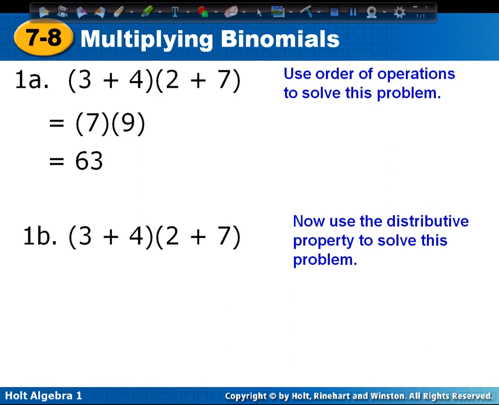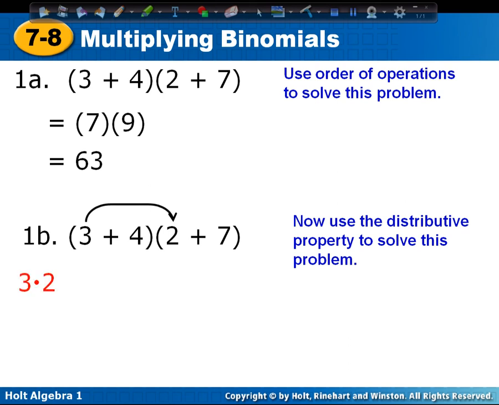Go ahead and write down 1b. It's exactly the same problem. It says 3 plus 4 in one set of parentheses, and then 2 plus 7 in the second set of parentheses. Now we're going to show a little bit of a different way to work this. We're going to use the distributive property to solve this problem, and we'll notice that we get the same answer.